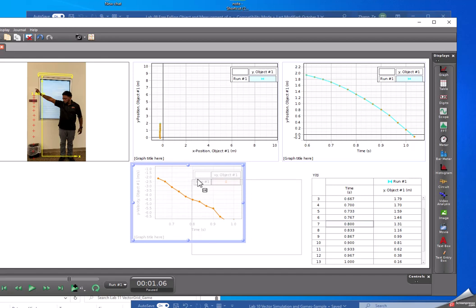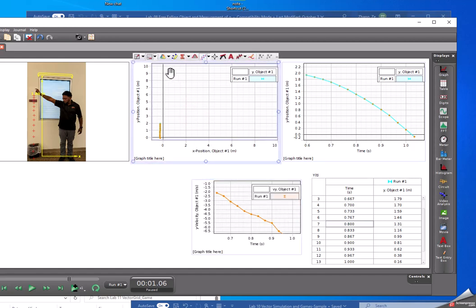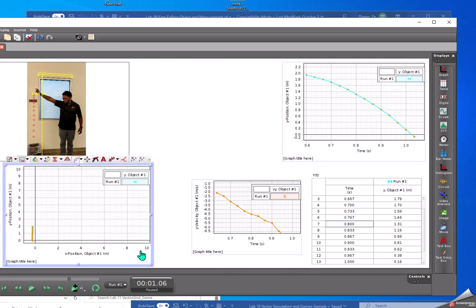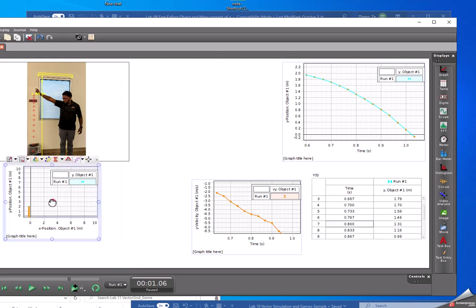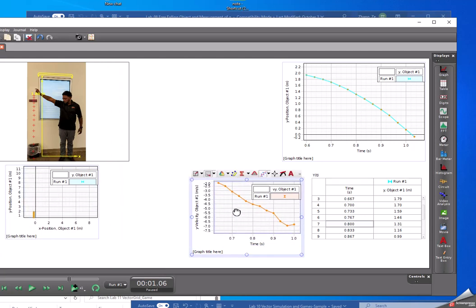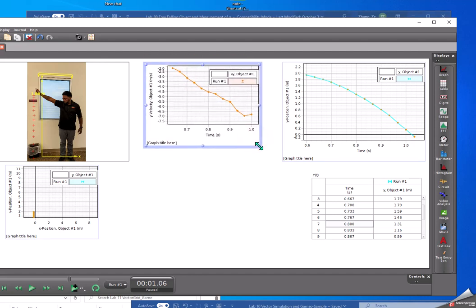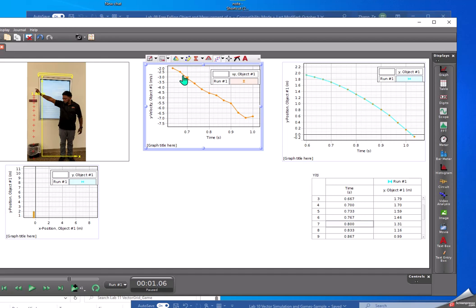Okay, and you can move this when it turns into a little hand. Move to here, and I probably don't need this one. I'll move this one here. Okay, and that's the motion diagram just below the picture. So that's the motion diagram. And this is y velocity. Moving up over here, velocity is negative, it's going down, so like this.